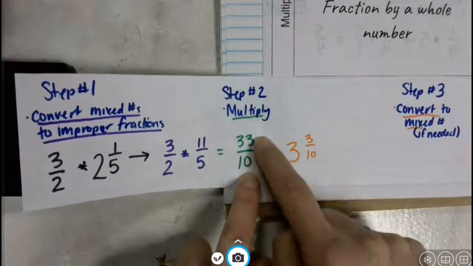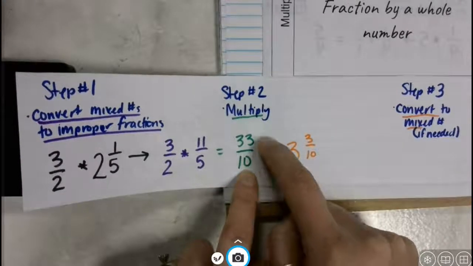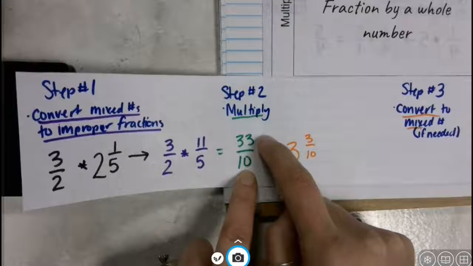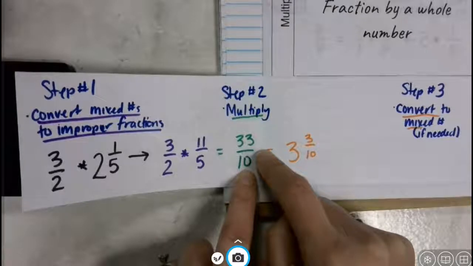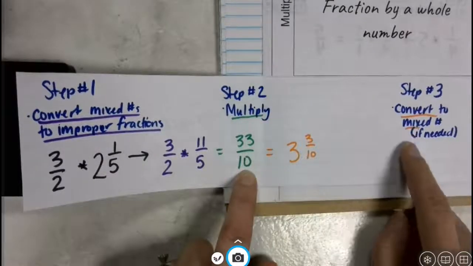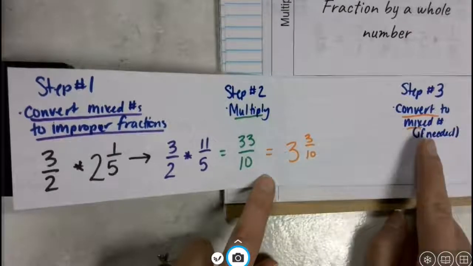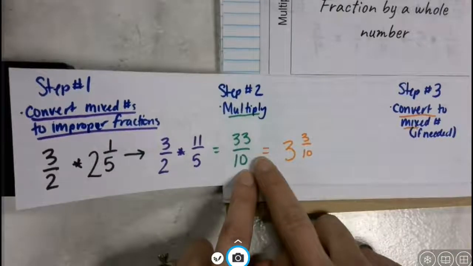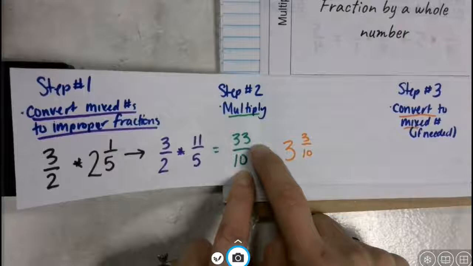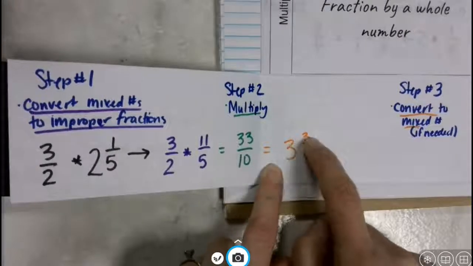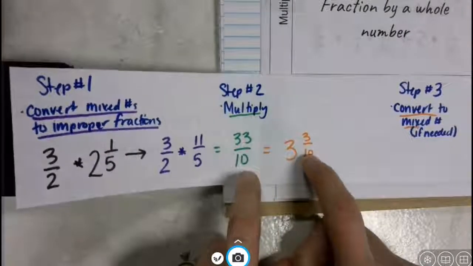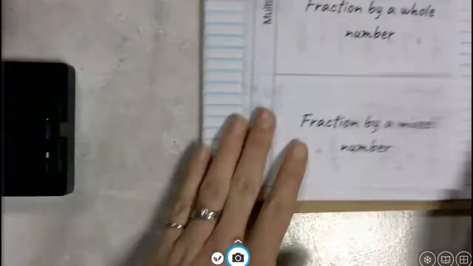So I notice I can't simplify this improper fraction. There's nothing that I can multiply, or I can divide into the numerator and denominator evenly, so I can leave it there. Sometimes you'll need to convert back to a mixed number, and if that's the case, we can follow those steps. So 10 goes into 33 3 times, and there are 3 left over, and my denominator stays the same. Okay, so now we've looked at some different scenarios of multiplying.